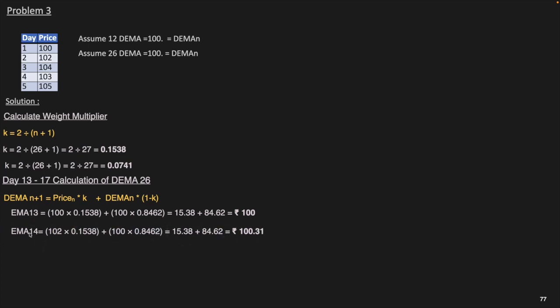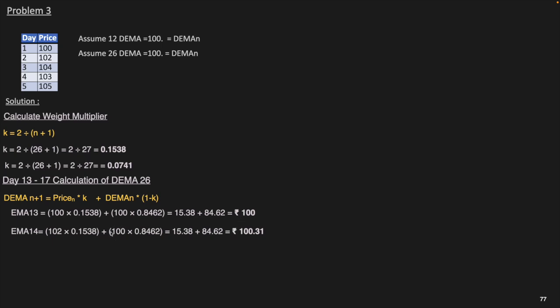Now on n plus 2 days, what are we going to take? The price today, meaning the price on the second day, is 102. So we are plugging that value of 102 into the same K value, plus EMA of yesterday. Since we are doing n plus 2, EMA of n plus 1 is 100.